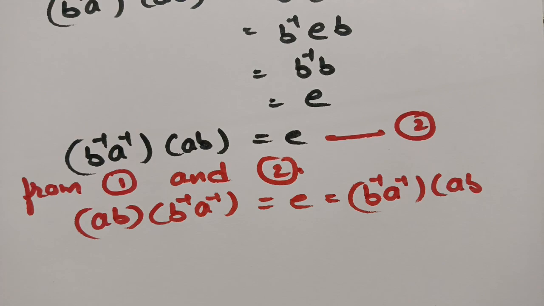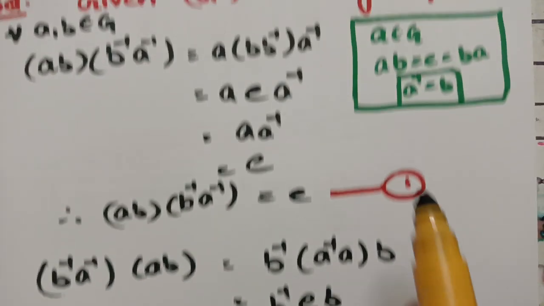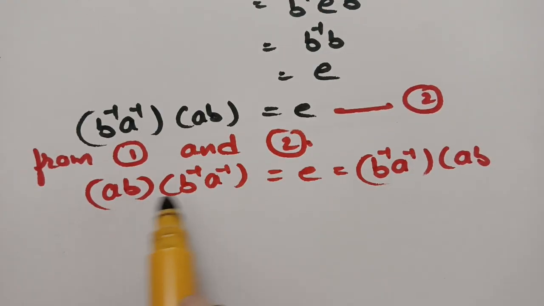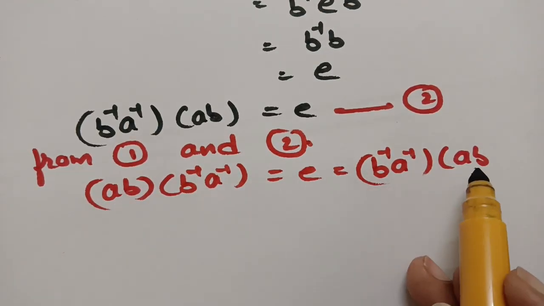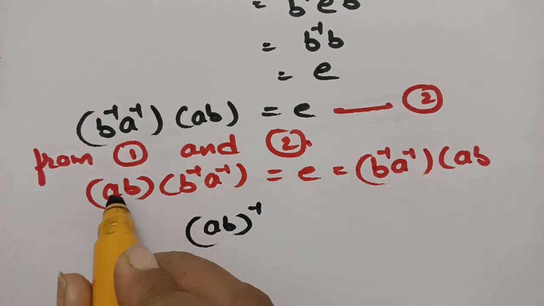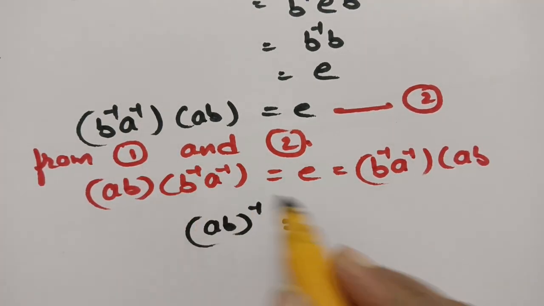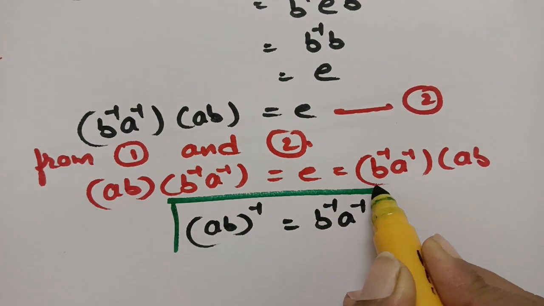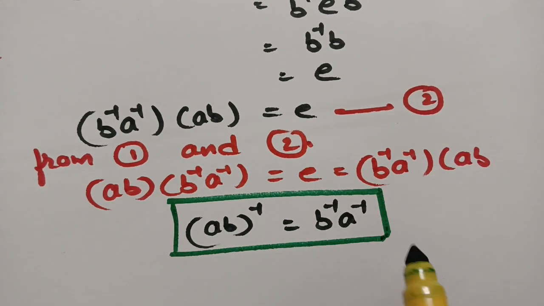Therefore, AB is of the form AB is equal to E, which is equal to BA. See here, if you observe AB is equal to E, which is equal to BA, then we say that A inverse is equal to B. So this is how we have to prove, and this is so simple if you follow the inverse property and identity property here.